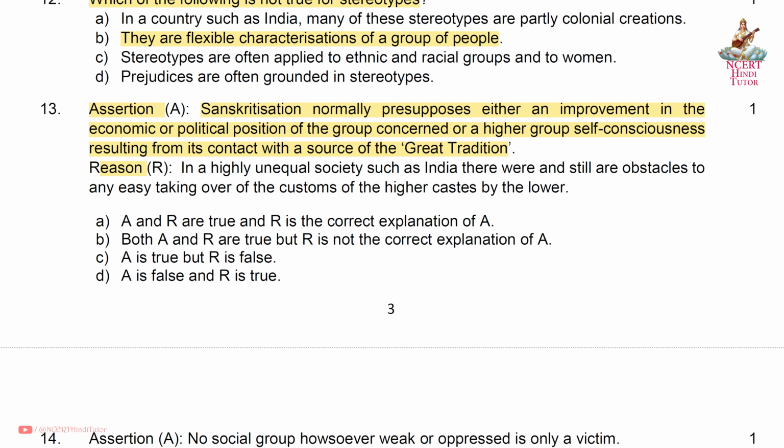Reason (R): In a highly unequal society such as India, there were and still are obstacles to any easy taking over of the customs of the higher caste by the lower. Answer: B. Both A and R are true, but R is not the correct explanation of A.